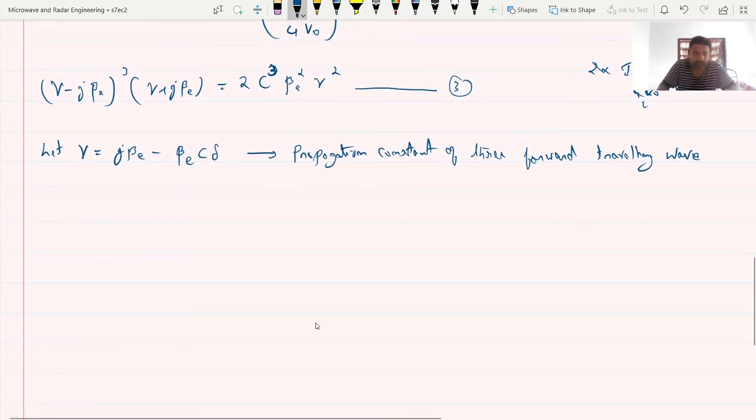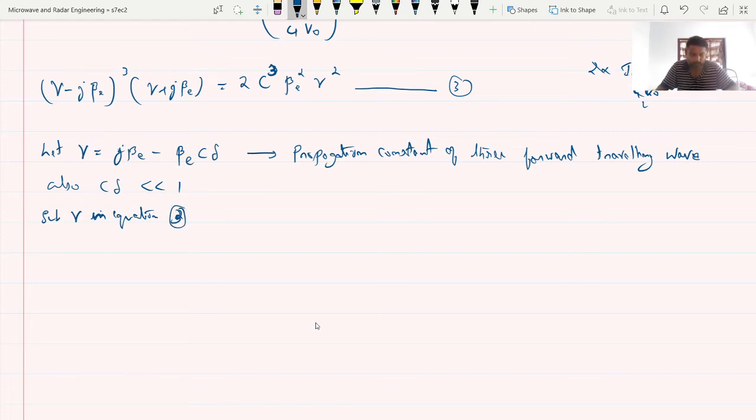So I will also take c into delta is very much less than 1. Okay. So substitute gamma in equation 3. Okay, substitute gamma in equation 3.